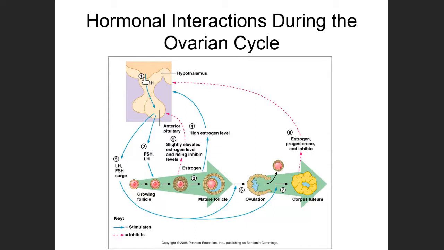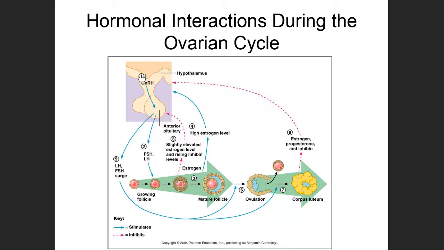You'll notice that the same structures are involved, at least as far as the brain is concerned. So the hypothalamus, anterior pituitary, and they're releasing hormones that travel through the blood and communicate with eggs in the ovaries and cause their development. So that's what we're looking at here.